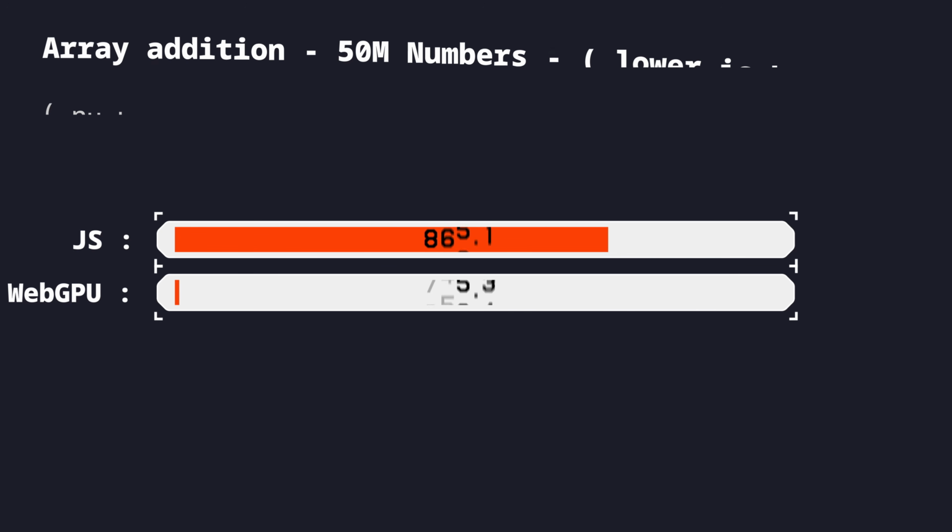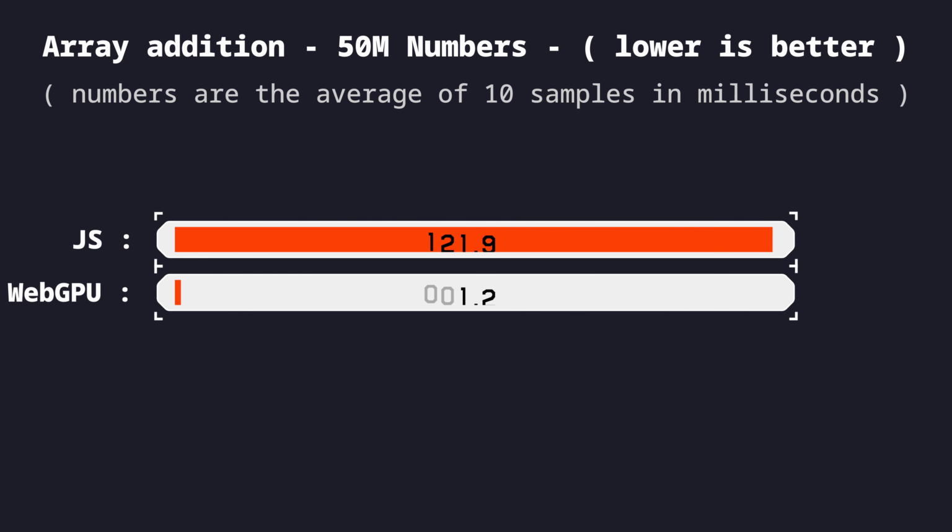Let's try this. We're going to increase the number of inputs to 50 million. And boom, our compute shader computes the result in the same amount of time as before, and it's about 100 times faster. There's a catch, however.